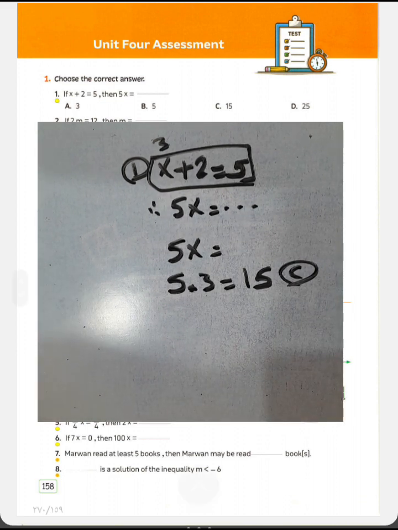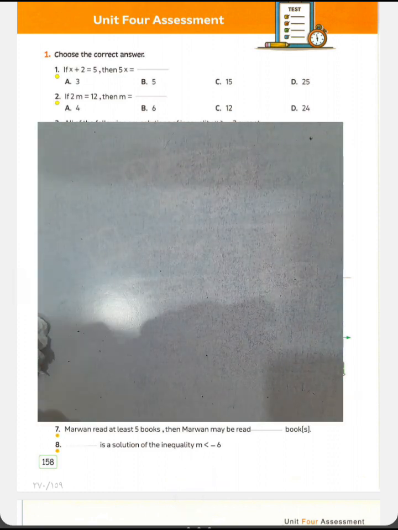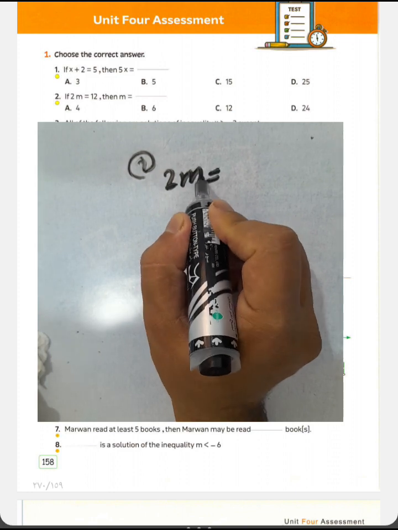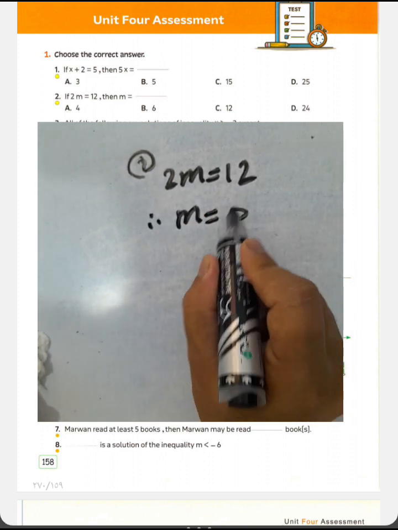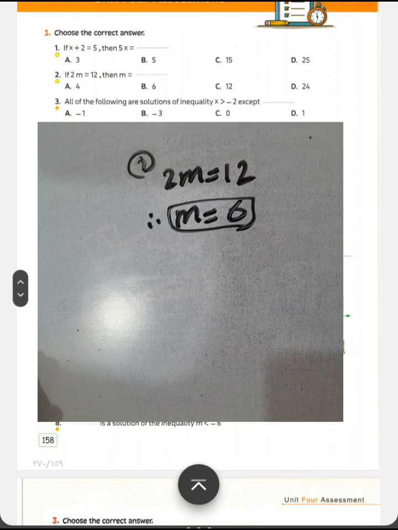Number 2. If 2m equals 12, then m will be equal to what? 12 divided by 2 equals 6. Then m equals 6.